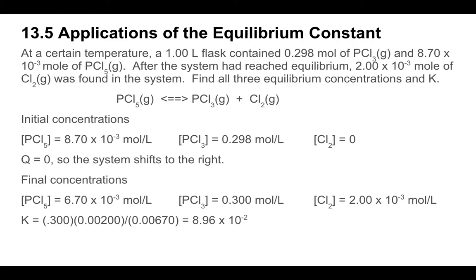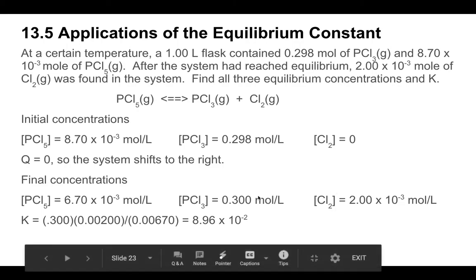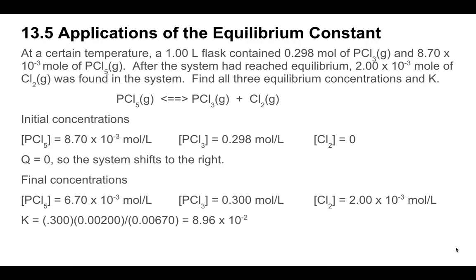Well, that also means that the PCl3 goes up by 2 times 10 minus 3, or 0.002. So 0.298 plus 0.002, because you're also making more PCl3 if you shift to the right. PCl3 is now up to 0.300. The PCl5 has gone down by 2 times 10 minus 3 moles per liter because it shifted to the right and used up some PCl5. So 8.7 minus 2 is 6.7 times 10 minus 3 moles per liter. So these will be our final concentrations at equilibrium.